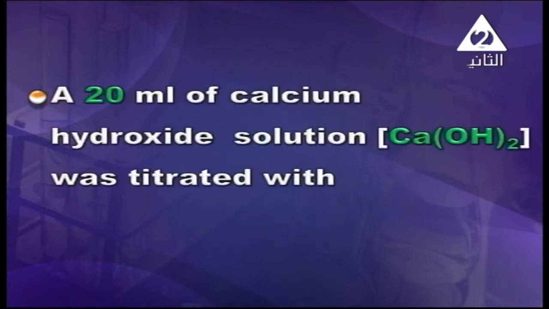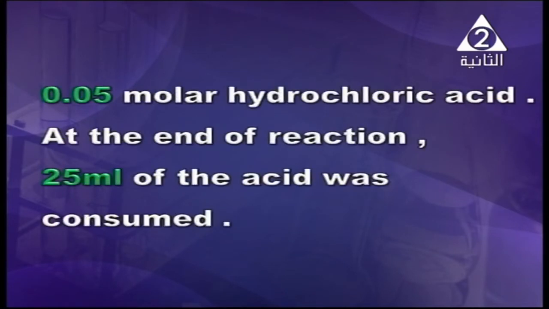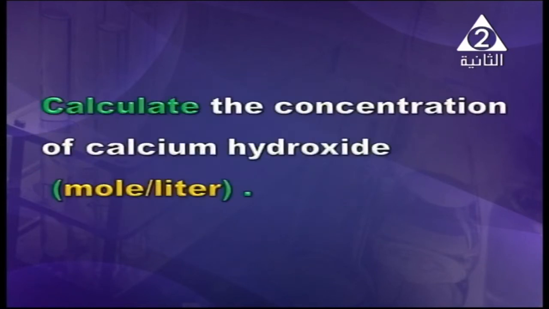Example: 20 milliliter of calcium hydroxide, Ca(OH)2, multiplied by 2. This is what I always say is a base. It was titrated with what? Titrated with about 0.05 molar hydrochloric acid. At the end of this reaction, 25 milliliter of the acid was consumed. Okay, what do I need now? I have acid and I have a base. The question here: calculate the concentration of calcium hydroxide in mole per liter.